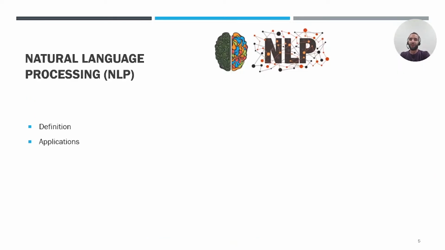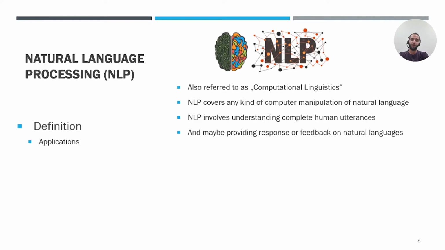So when we talk about natural language processing, which is also called computational linguistics, we do not only talk about word counts, but also about the understanding of complete human utterances. So NLP covers any kind of computer manipulation of natural language and could maybe at a later stage provide responses or feedback on natural languages, which is currently happening.